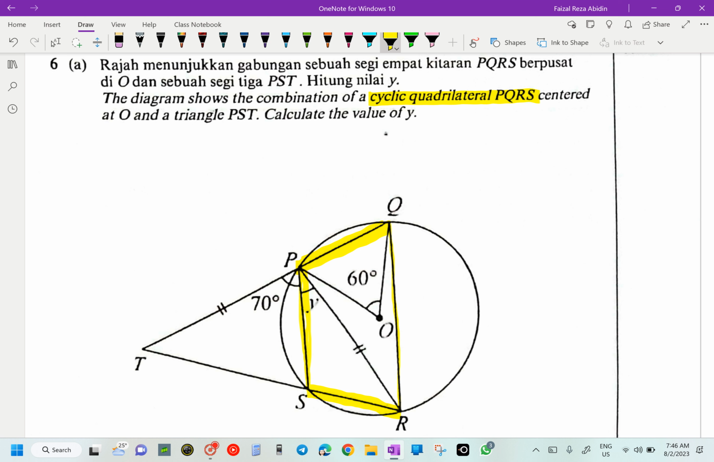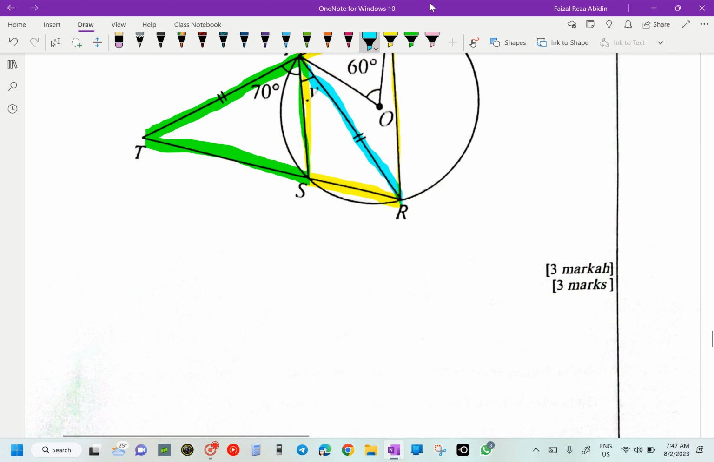Okay. Centered at O. O is going to be our origin there. Center, okay. And a triangle PST. Okay, we have another one which is a triangle here. What we have here, PST. What type of triangle do we have? Oh, okay. If we have PRT, you are going to get, what is that? Isosceles, am I right? Because it says over there PT equals PR. But the one we have is a triangle PST only. Okay. Calculate the value of y.